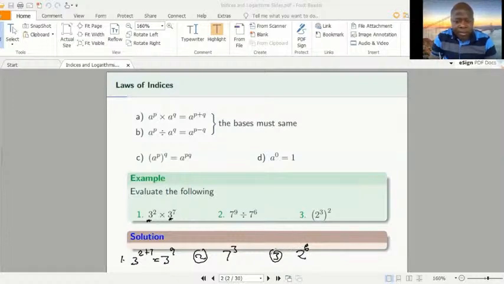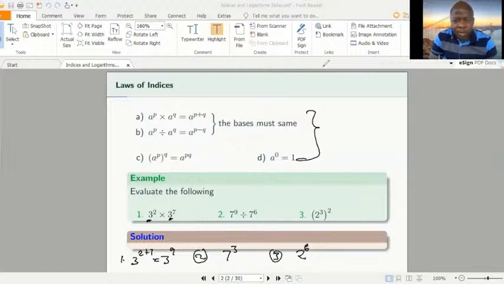So it's very easy when you are dealing with indices, and we just need to know how to multiply. If the bases are the same and you're multiplying numbers, you add the powers. And if the bases are the same and you're dividing the numbers, you subtract. As per these rules, these laws of indices are very much important.